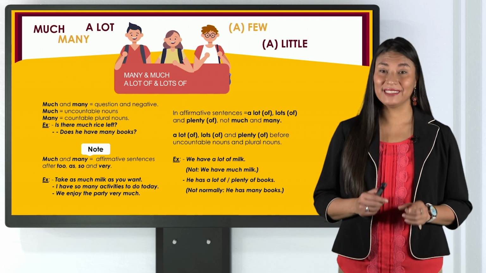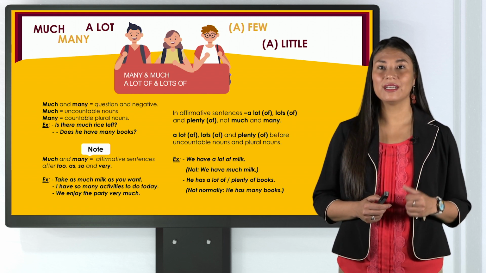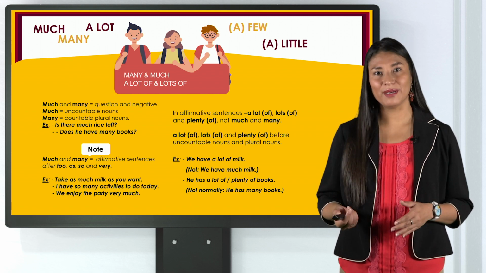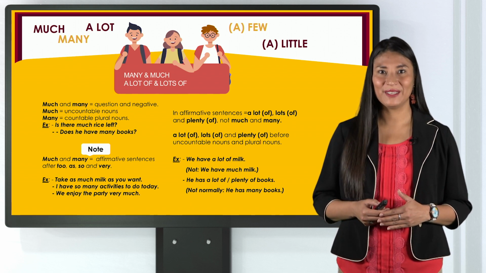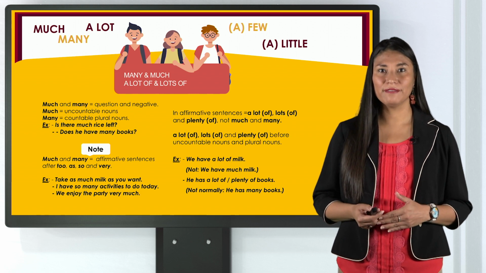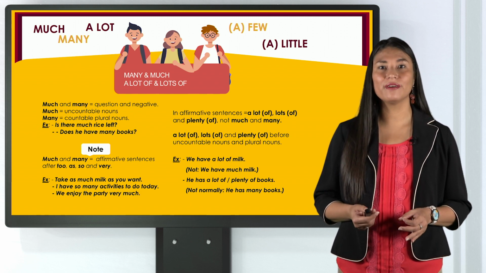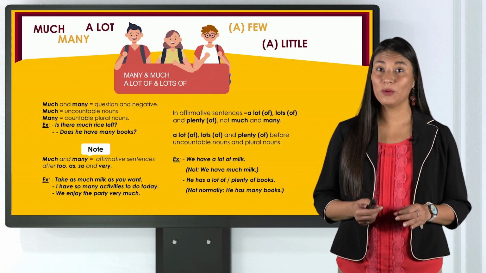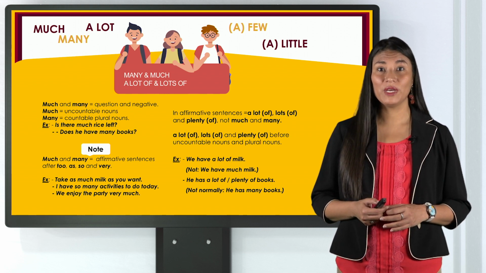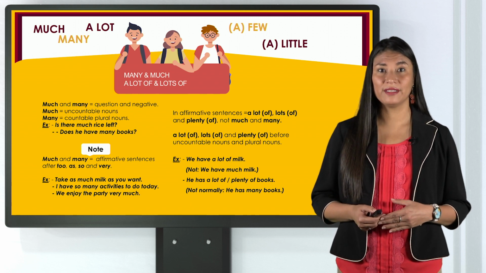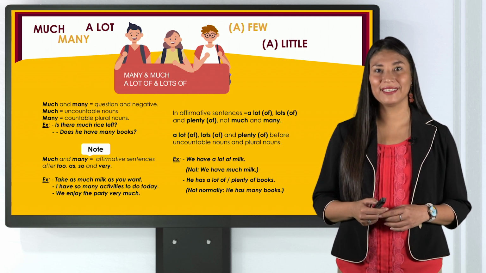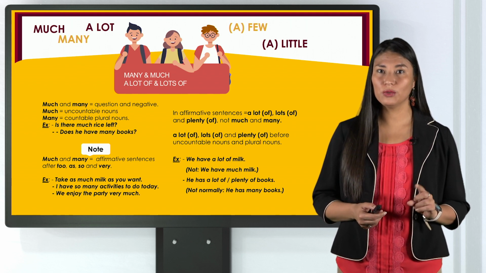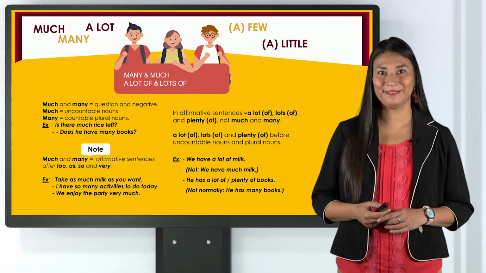In affirmative sentences, we normally use a lot, lots, and plenty, not much and many. We use a lot or a lot of, lots of, and plenty before uncountable nouns and plural nouns. Here we have some examples. We have a lot of milk, not we have much milk. He has a lot of or plenty of books, not normally he has many books.